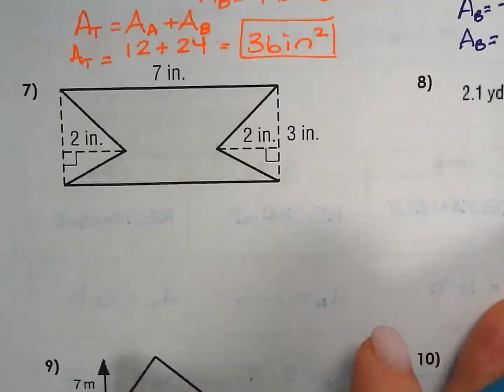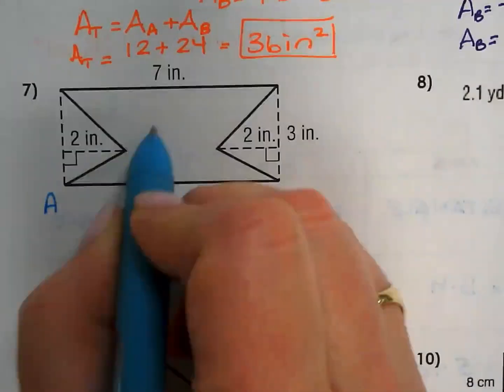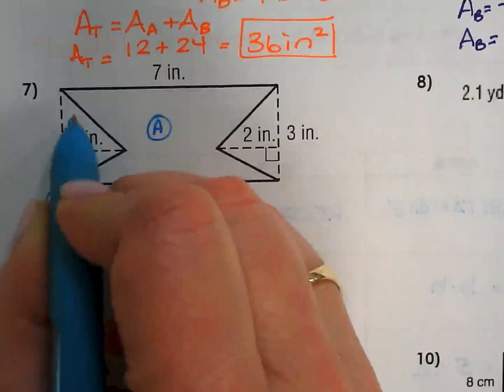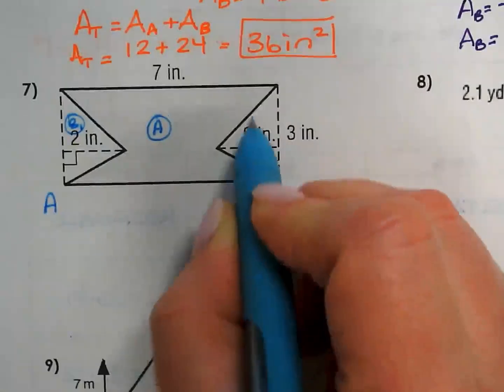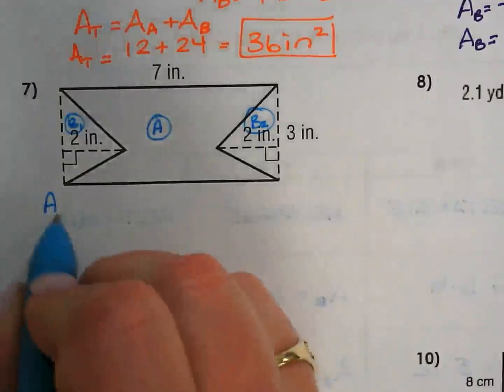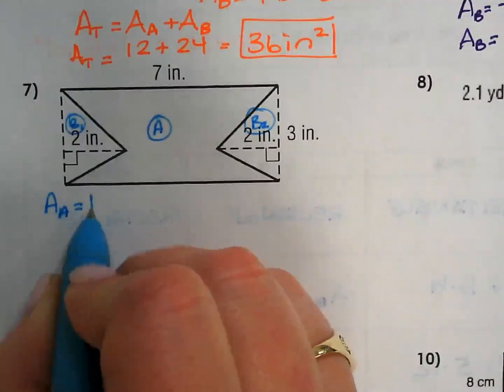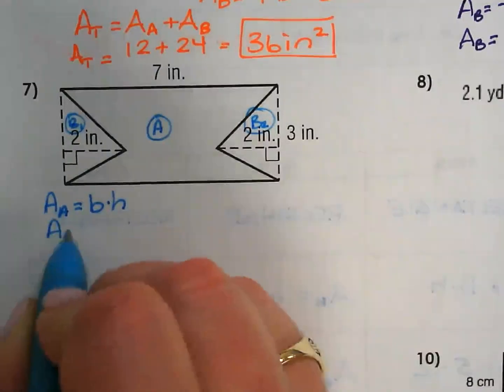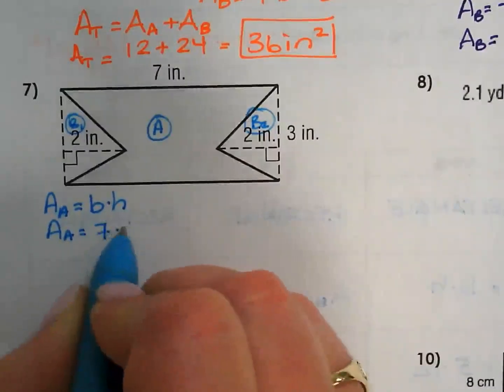So let's talk about this one. So we're going to start with A. B, I'm going to call it B1 and B2 because they're exactly the same. I don't have to find those measurements twice. So the area of A is a rectangle. It's going to be base times height. And the base here is 7 and the height is 3.